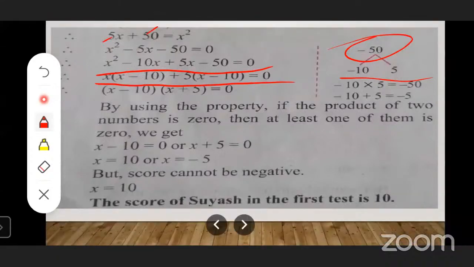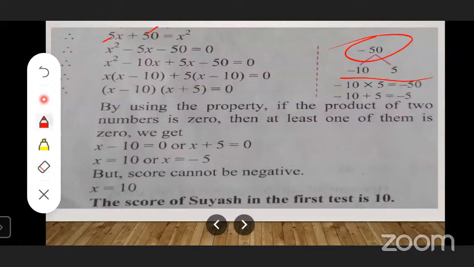I'm taking out x as a common. When I'm taking x as a common, what is the remaining part? x minus 10. What is the common in the rest? 5, since 5 tens are 50. I'm taking out 5 as a common. So what I'm getting is 5 into x minus 10, since 10 fives are 50. So it is 5 into x minus 10 is equal to 0.